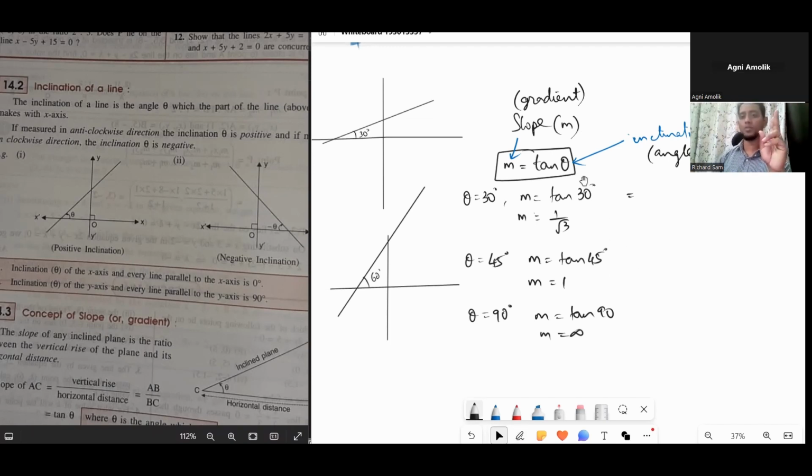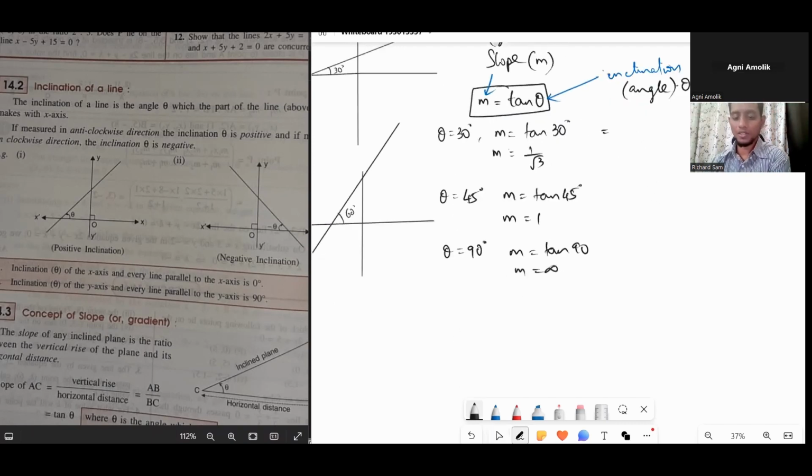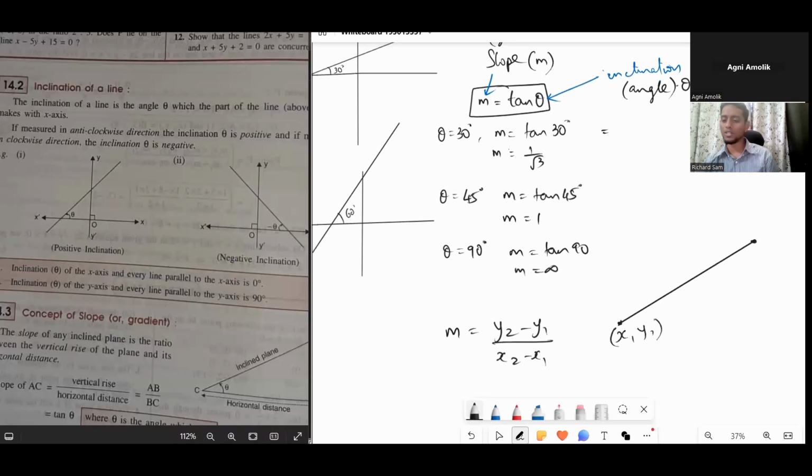As I said, there are two formulas to find the slope. One formula was m is equal to tan theta. The other formula to find slope m is y2 minus y1 upon x2 minus x1. This formula is used if we have any 2 points on the line. It doesn't have to be the end points, any 2 points. One point is represented as x1, y1 and the other point is x2, y2. This is the two-point formula to find the slope.